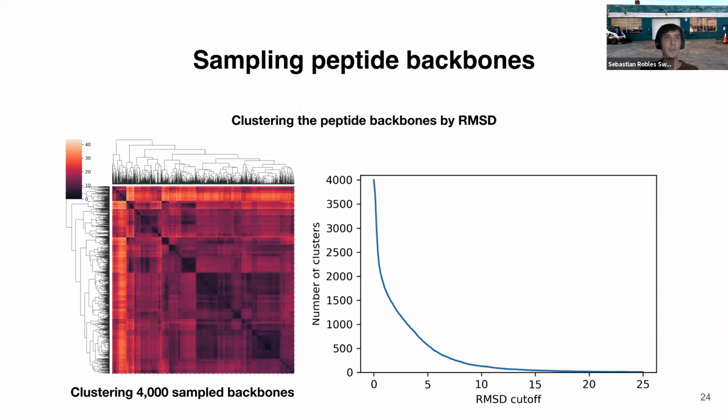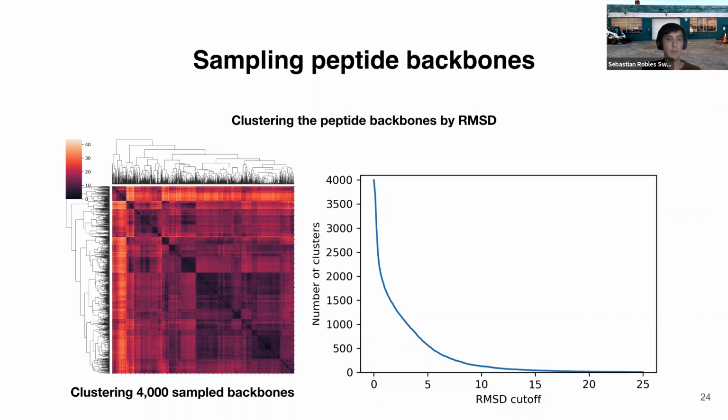So I sampled 4,000 backbones, but then my first question was, of course, what is the diversity of these 4,000? So I computed RMSD over their backbones, and then clustered based on this. On the left in this really busy plot, I'm showing you the result of hierarchical clustering of all of the 4,000 backbones. This allows you to define clusters at different RMSD cutoffs. And of course, as the RMSD cutoff increases, you get fewer clusters because the clusters increase in size.